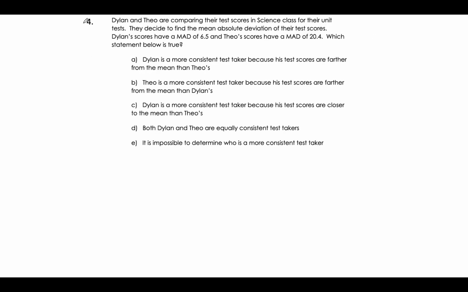Alright, let's take a look at question number 4. I hope you've attempted this yourself. Dylan and Thea are comparing their test scores in science class for their unit test. They decided to find the mean absolute deviation of their test scores. Dylan scores a MAD of 6.5, and Thea is 20.4.